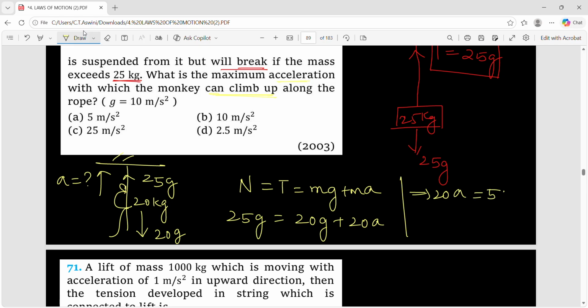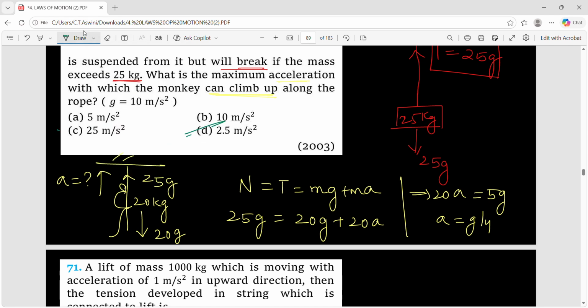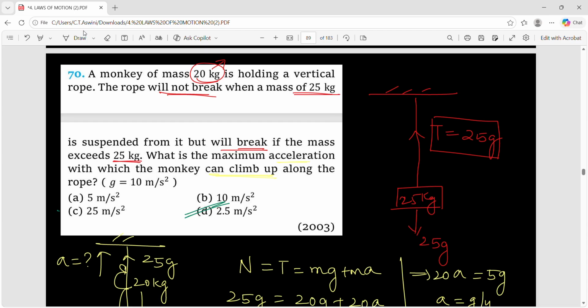So what will you get? 20A is equal to 5G. 5 ones are 5, 5 fours are 20. So you'll get A is equal to G by 4. So one-fourth of G is what? 2.5. So what is the answer now? It is option D. Don't take the tension as 20G here, because what is the maximum tension that is supported by the cable? It is 25G. Instead of directly giving you the value of the normal reaction, they just added one more sentence in the question. Okay.